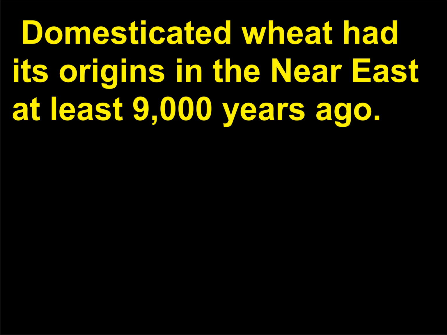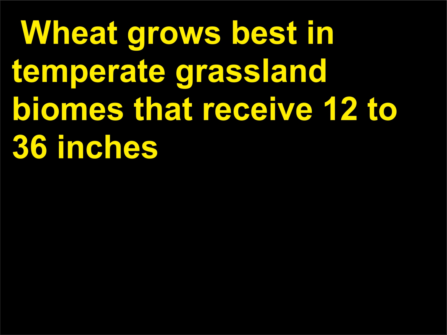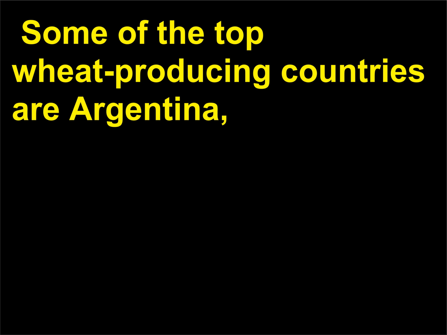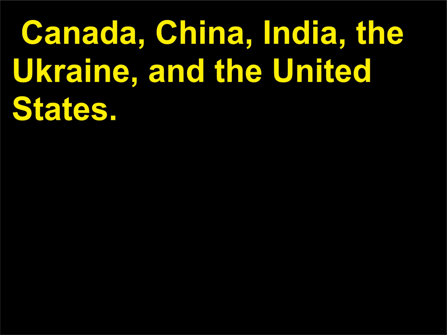Domesticated wheat had its origins in the Near East at least 9,000 years ago. Wheat grows best in temperate grassland biomes that receive 12 to 36 inches, 30 to 90 centimeters, of rain per year and have relatively cool temperatures. Some of the top wheat-producing countries are Argentina, Canada, China, India, the Ukraine, and the United States.